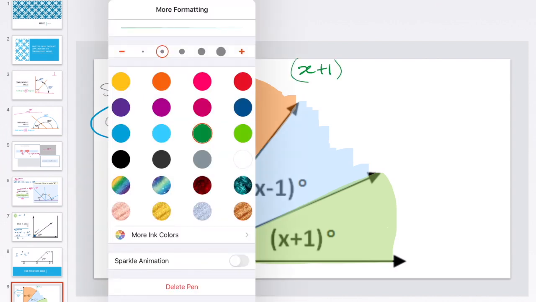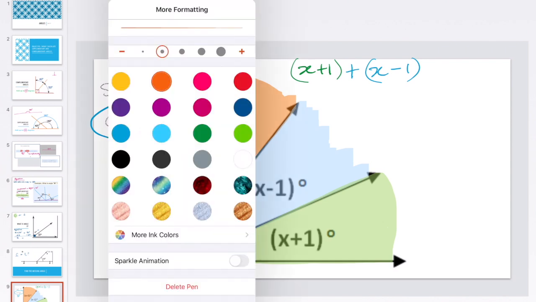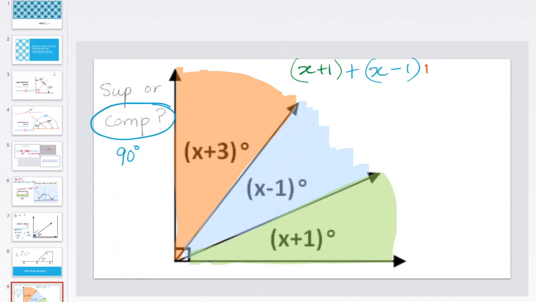And then I have blue, which is X minus 1. And then I have orange, which is X plus 3. All these add up to 90 degrees. So think about your knowledge about combining like terms. Anybody familiar with that? All right, let's do some combining of like terms.